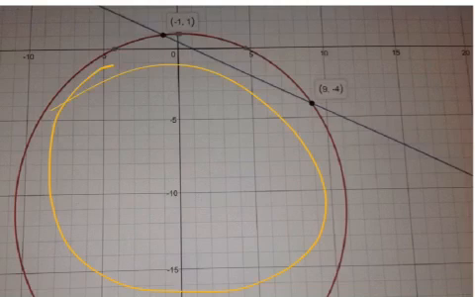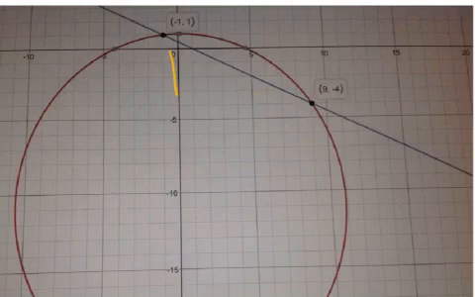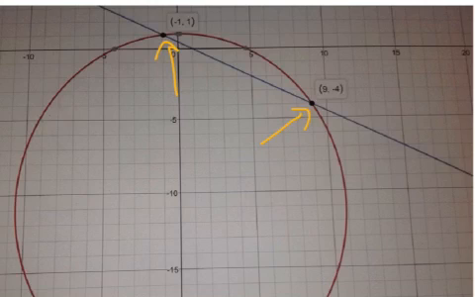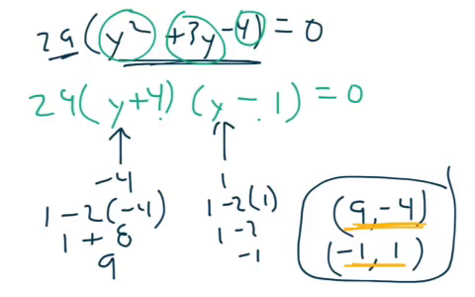But notice where it crosses right up there. The line crosses that ellipse at negative 1, 1. And over here, notice it crossed at 9, negative 4. And if we, again, go back, that's exactly the two answers we got, right? 9, negative 4. Ba-boom. Negative 1, 1 as well.